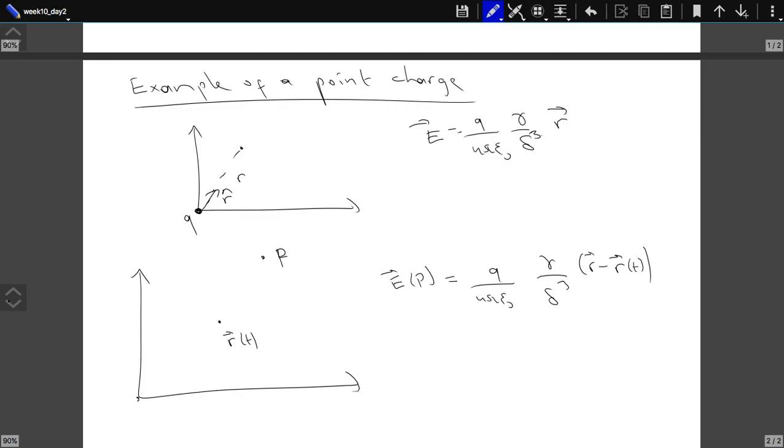You can think of it like this. If you have this moving particle, the zeroth order approximation would be, not the Coulomb gauge, but the Coulomb law: 1 over 4 pi epsilon 0, q over r squared in the radial direction. But then there is the other correction to that.